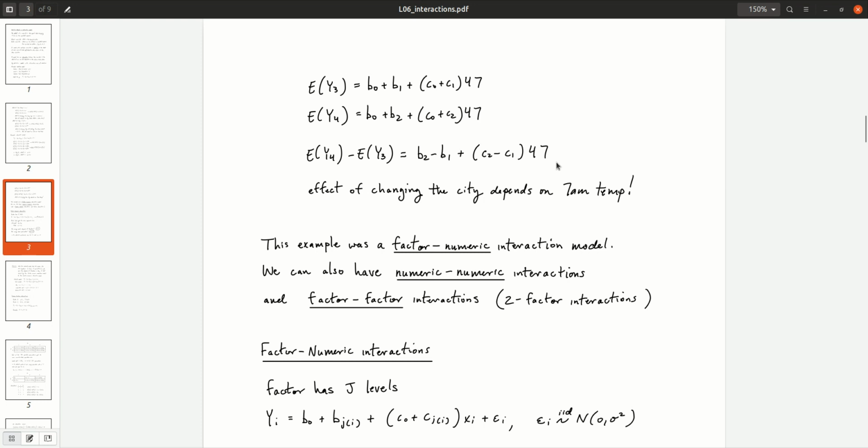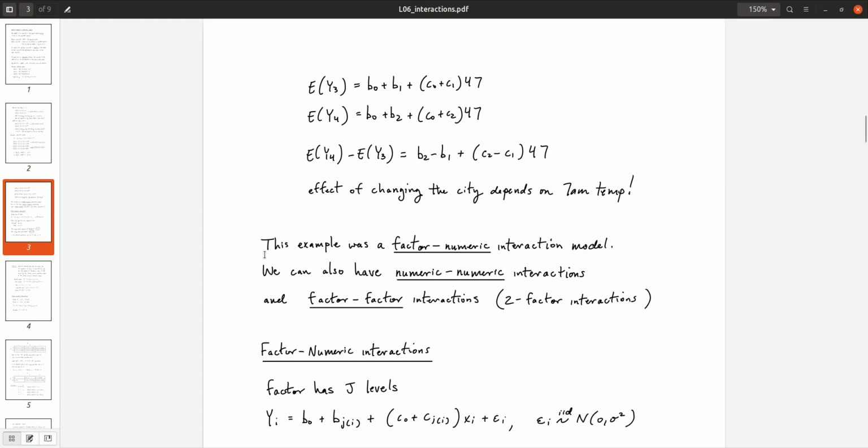So in particular, that 7 a.m. temperature showed up in the formula for this difference, for this effect. Meaning that if the 7 a.m. temperature were 54 instead of 47, then we would have a different effect. Therefore, the effect of changing city in this model depends on the value of the 7 a.m. temperature, and therefore it's an interaction model. So you can check either way, whether the effect of city depends on 7 a.m. temperature or the effect of 7 a.m. temperature depends on city, to verify that it is an interaction.